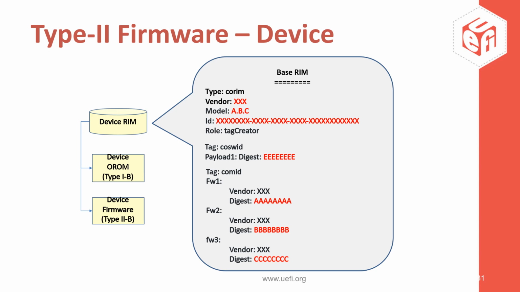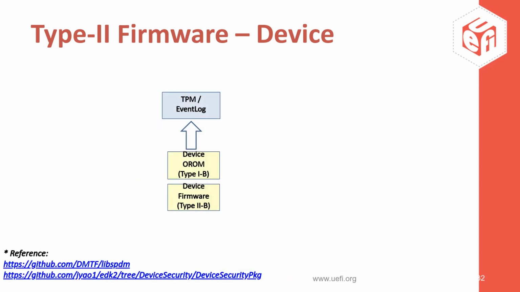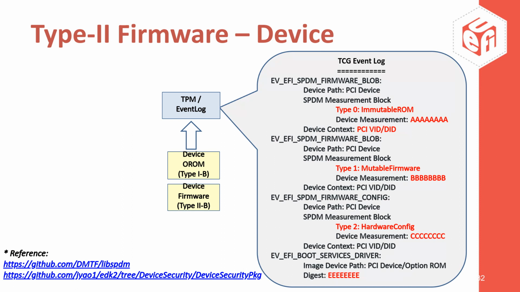During the firmware boot, the system firmware can collect both the device firmware information and option ROM information. Here we can see that the device firmware reports three SPDM firmware measurements. The first one is type 0 immutable ROM. Its measurement is AAA. And the second one is a type 1 mutable firmware. Its measurement is BB.